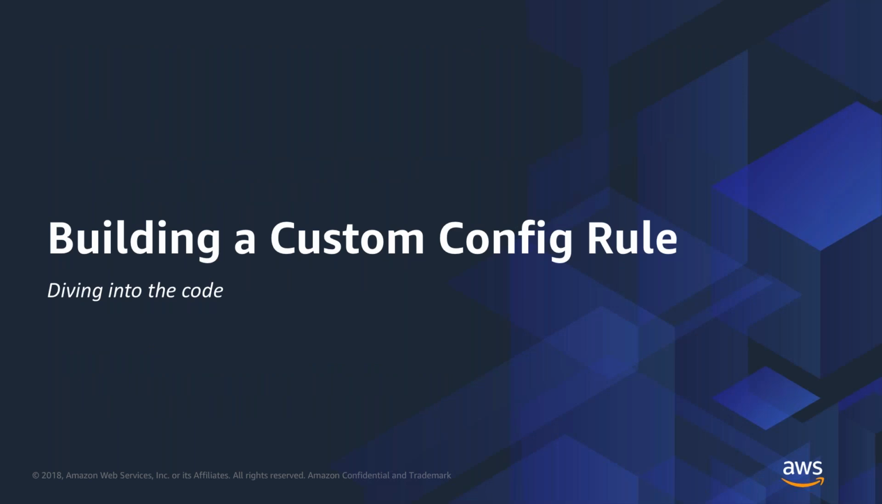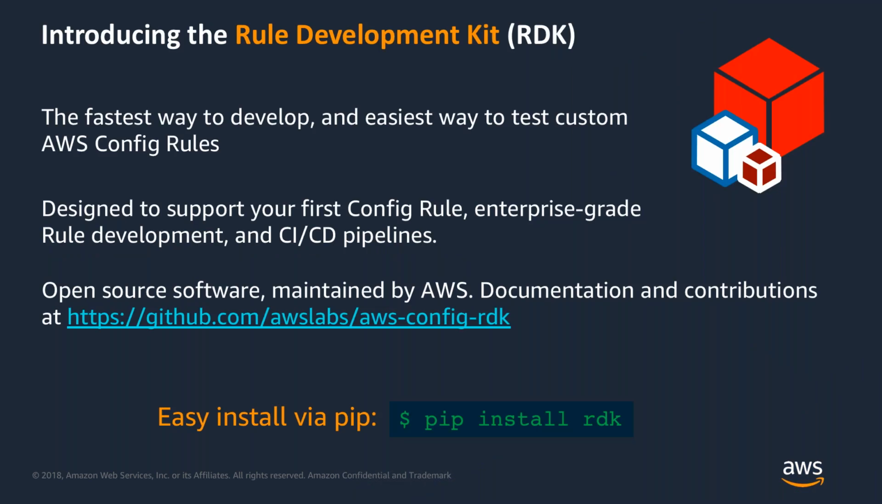Right. Now that we have the Gherkin-like scenarios defined, let's dive into the code and start to build our custom config rule. But before we jump into coding, I'd like to introduce you to the Rules Development Kit, or RDK. RDK is an open source software developed by an AWS cloud architect, and you can find it on GitHub. It is the fastest way to get started writing custom config rules and the easiest way to develop, test, and collaborate on rules going forward.